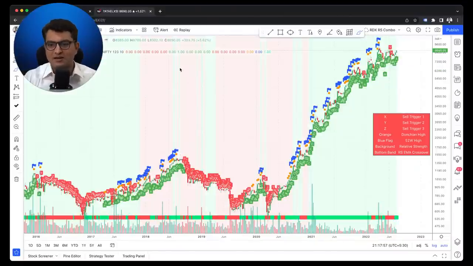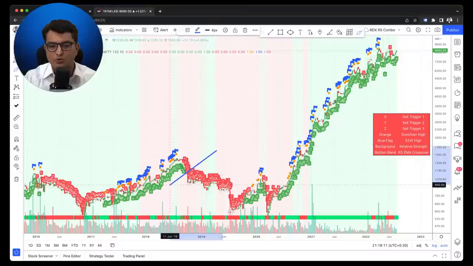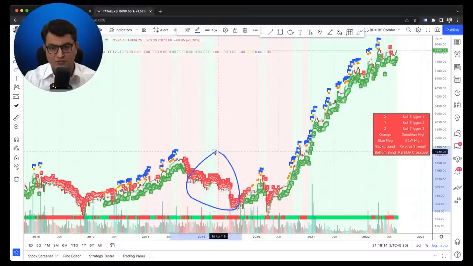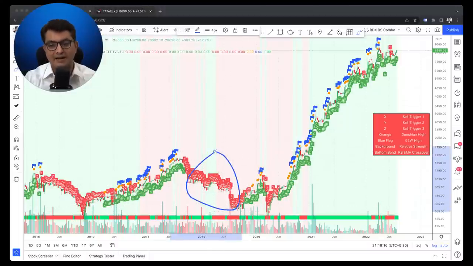Okay, so if you think like Tata Elxsi, pretty much from 750 rupees you could have ridden it till here just without thinking too much about anything else. Just by riding the trend, and when this trend falters, like just how it happened over here, you will be exited by the system itself. So that is the power of blending fundamentals and technicals, because some of these companies might remain overvalued for a long period of time, and if you keep thinking about valuation, sometimes you might miss out on the trend.